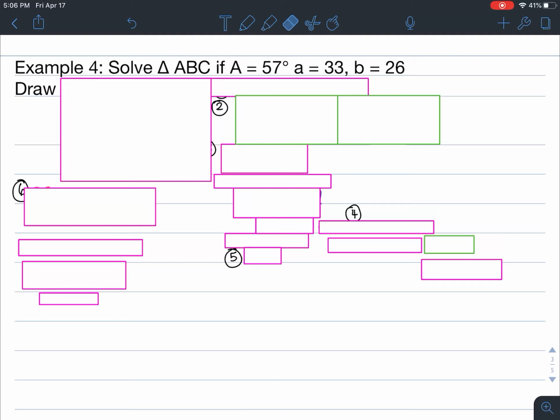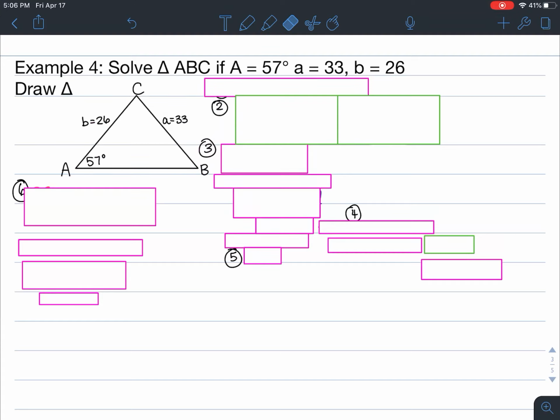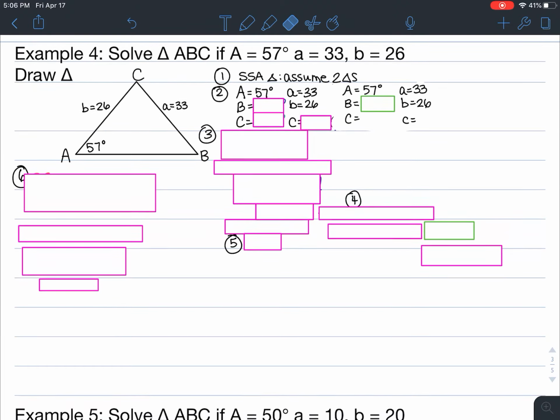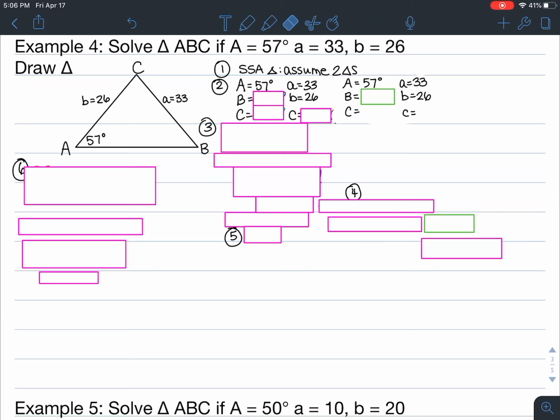Example 4. So we have our given. First, we're gonna draw our triangle. Make sure your sides are across from your angles. You're gonna identify the triangle. It's SSA. Always assume there's two triangles. Set it up as if you're going to get two triangles. You never know. There's no boxes here, so you can probably figure out there's not. Okay, so first we're going to find angle B.